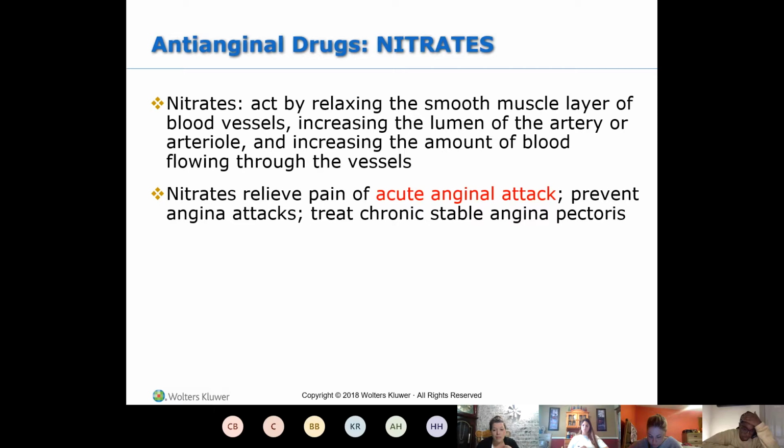If by that second one, they're not getting relief within 5 minutes, they have to call EMS because this nitrate is not relaxing those arteries. It's not relaxing that smooth muscle, and they're very likely having an acute heart attack. Okay? So nitrate is the mainstay of treatment for acute anginal attacks. It's very important.